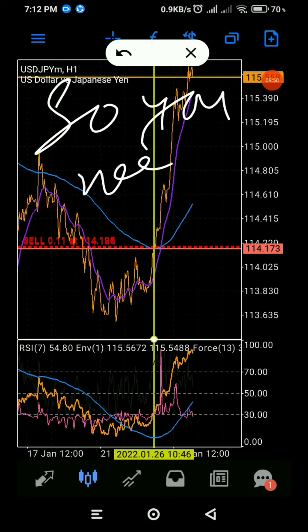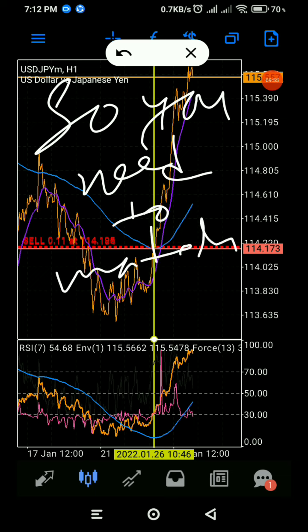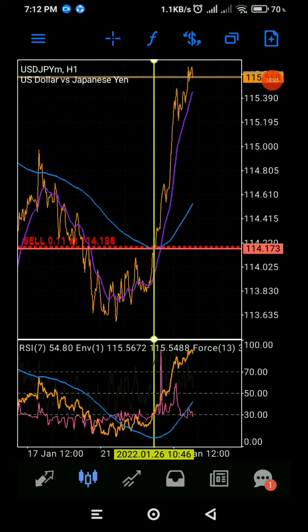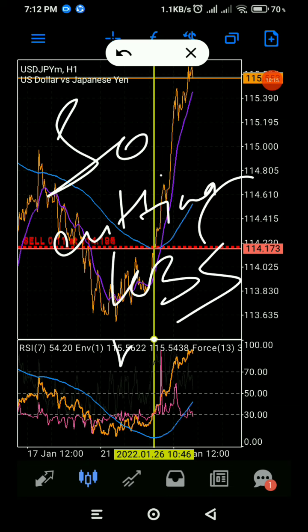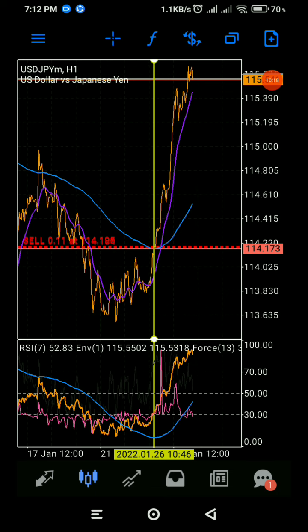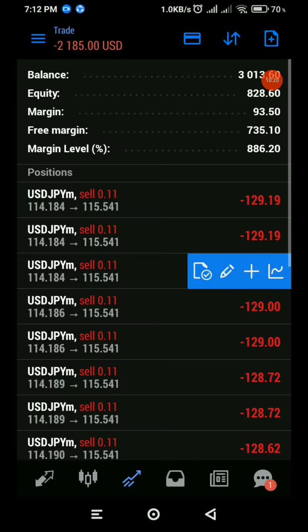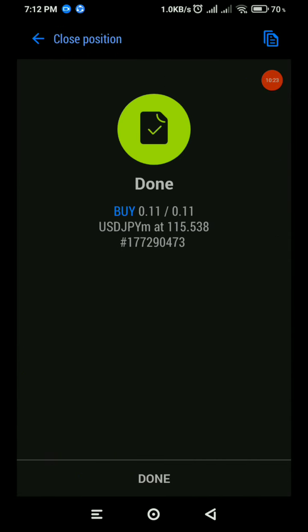So you need to match your time frames from higher to lower, the same signal. And if you see the higher time frame signals buy, then you should look for buy signals on the lower time frame only. Then you would be profitable. So I'm just cutting my losses. Here you see a great loss running here. So I'm cutting down all the USDJPY losses.